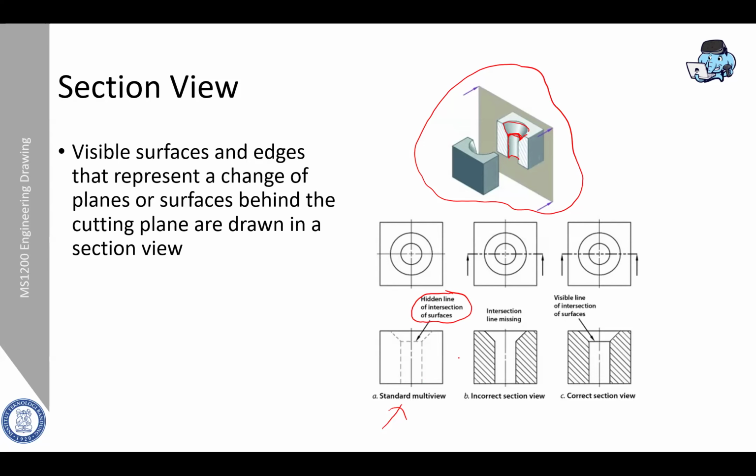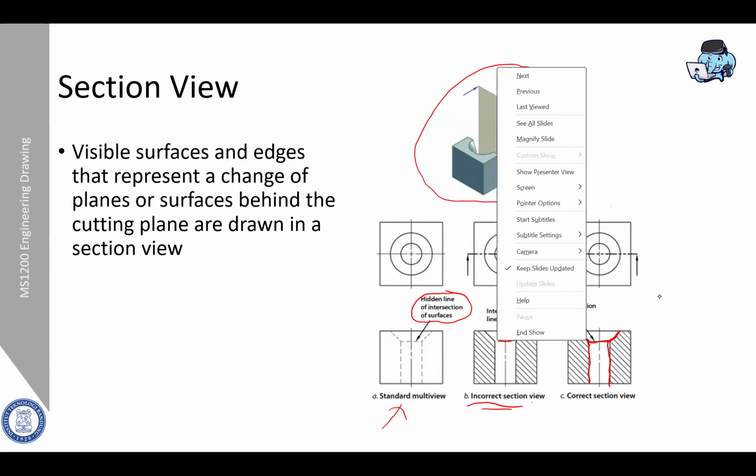But if we cut the part, like this one, then we draw the lines as a full line, a visible line. And as you can see, this one is an incorrect section view. Why? Because it is incomplete. It is missing this line.